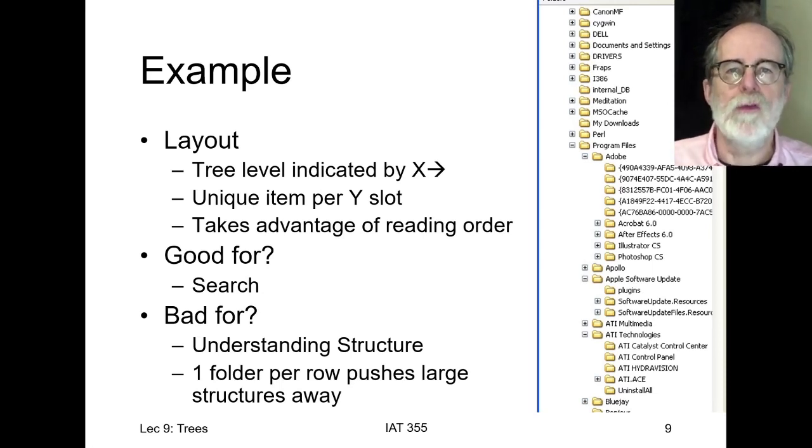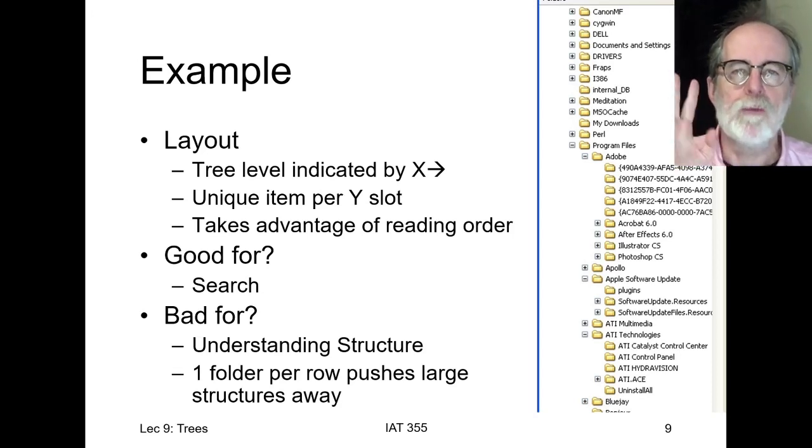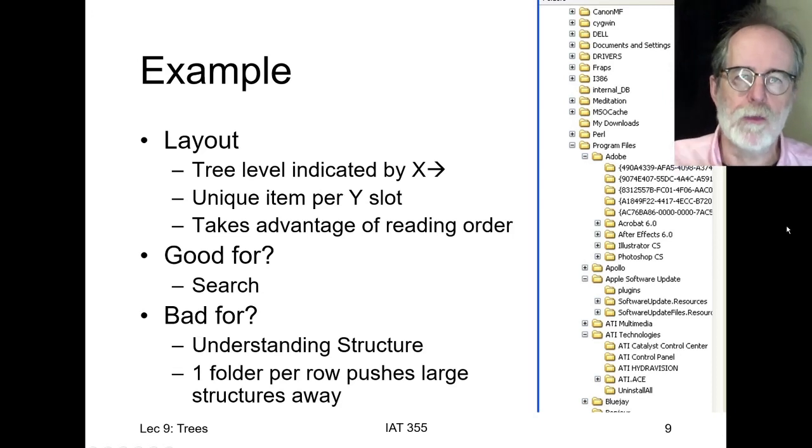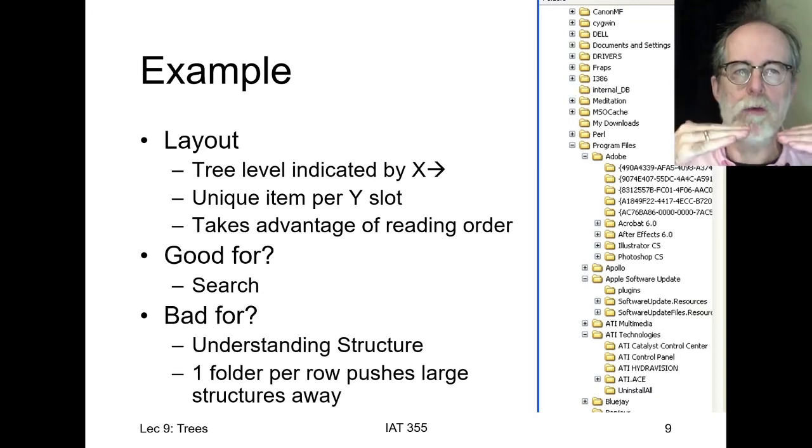But of course, the reason why we still use it, instead of, say, some third-party file viewing software, is because we're not usually using this system to understand its structure. We're usually using the system for search. And so it's not good at structure because it's not built for it. And among the reasons why it's not good for understanding structure is that one folder per row pushes large structures further down.